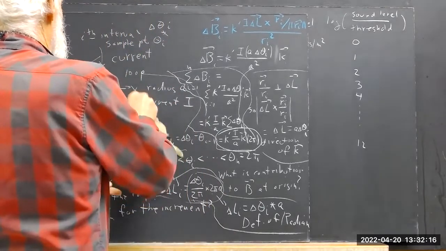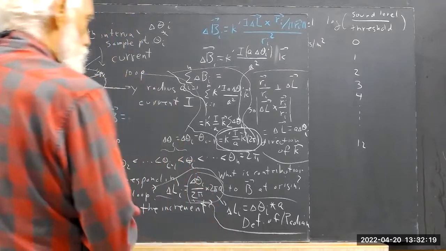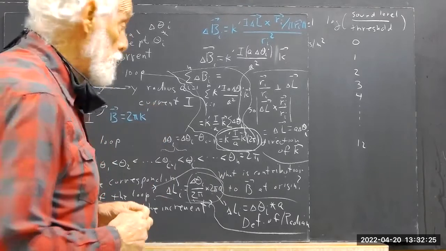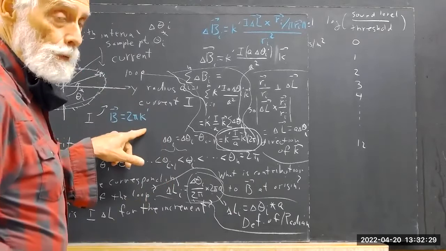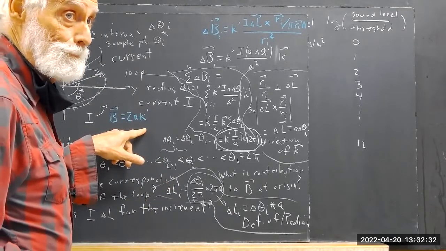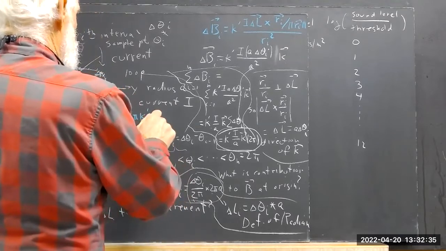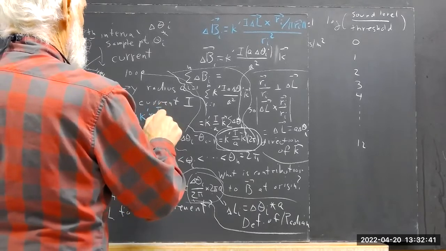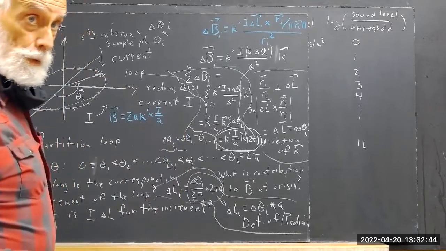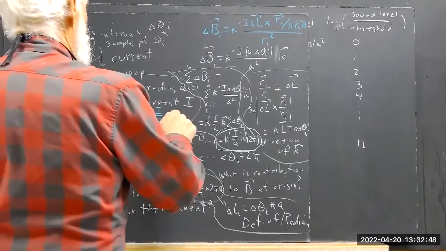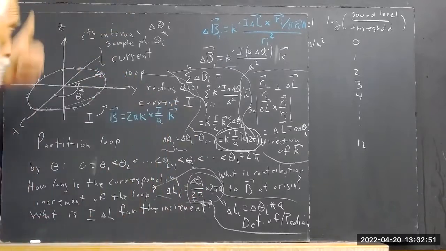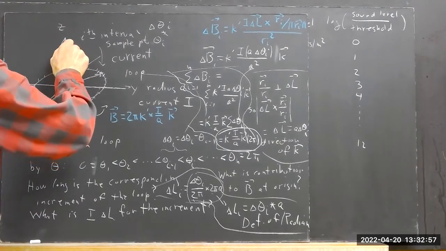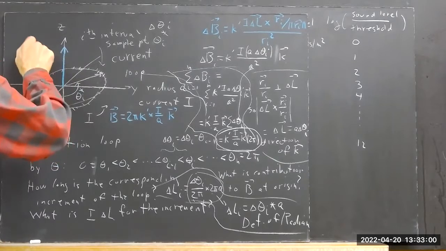We usually want to write our 2 pi out in front, so I don't want to do the steps in between to get there. 2 pi K prime, which is related to that mu naught thing, times your current divided by your radius times your K vector, meaning just that it's in the upward Z direction. So here's your B prime.